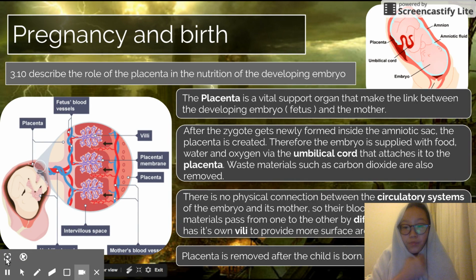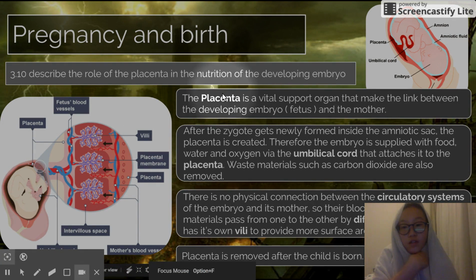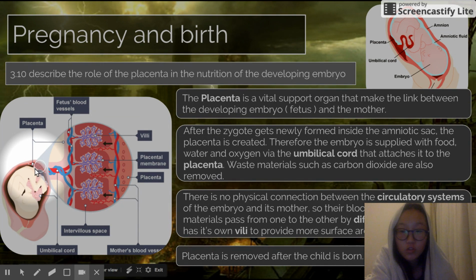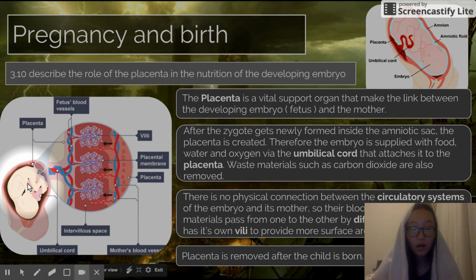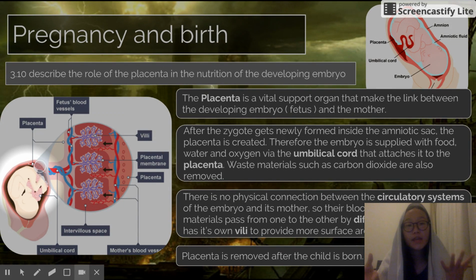Yeah, so after the baby gets implanted to the uterus, it forms a placenta which connects mother and baby, so the baby can survive. They can get the nutrition from the mother, and oxygen and water, all the stuff, and they can also excrete their waste materials.